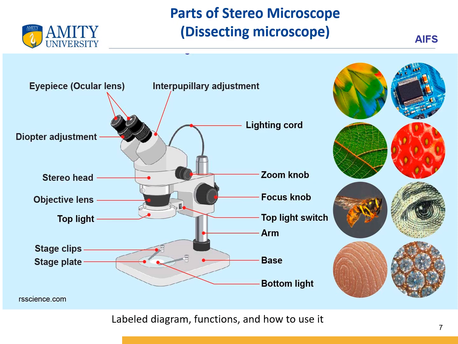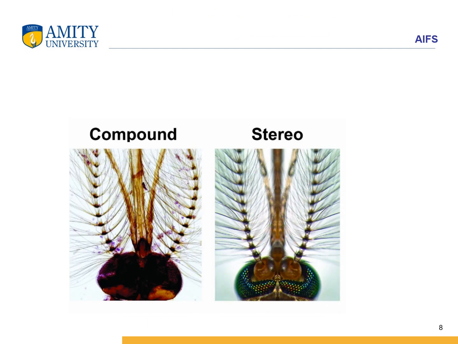One image I will be sharing with you all is related to the stereo microscope and the compound microscope. Let's see what the difference in these images is. Here there is a very clear difference. You can see a three-dimensional stereo image of the eye of a fly, and it is a very beautiful image from the stereo, I must say.